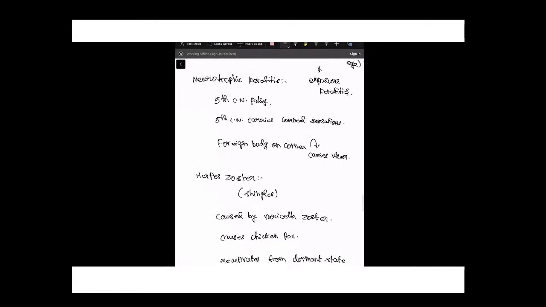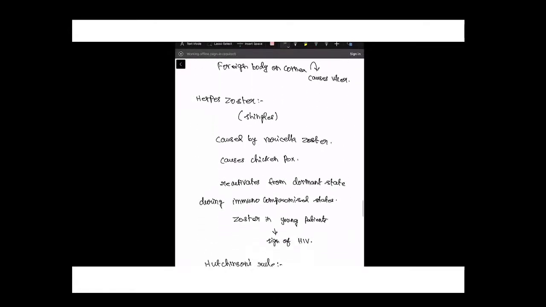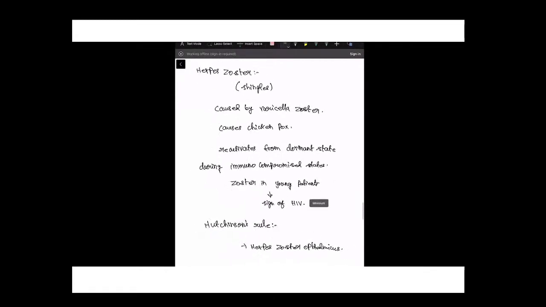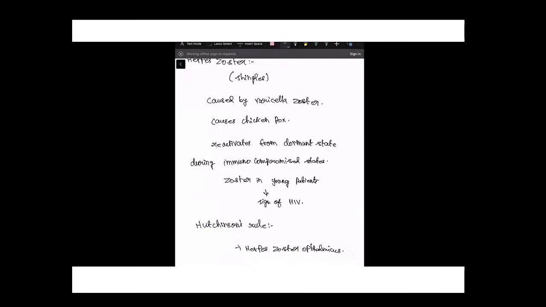Herpes zoster or shingles is caused by varicella zoster, which causes chickenpox. The virus reactivates from a dormant or sleeping state due to an immunocompromised state, and a zoster infection in young adults is going to be a sign of HIV infection.